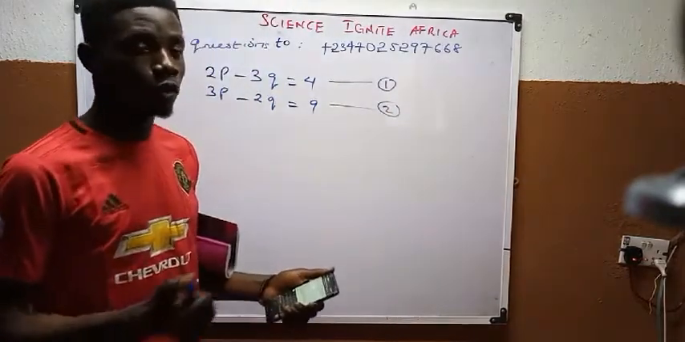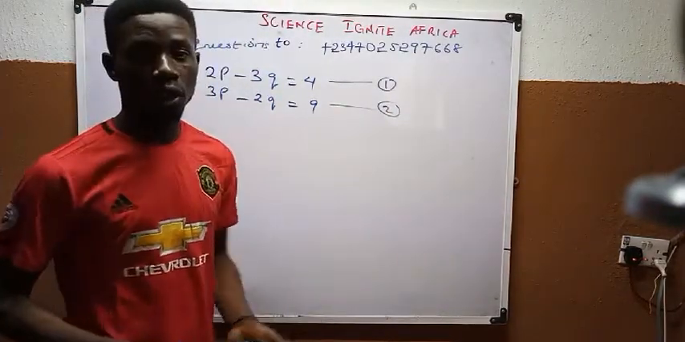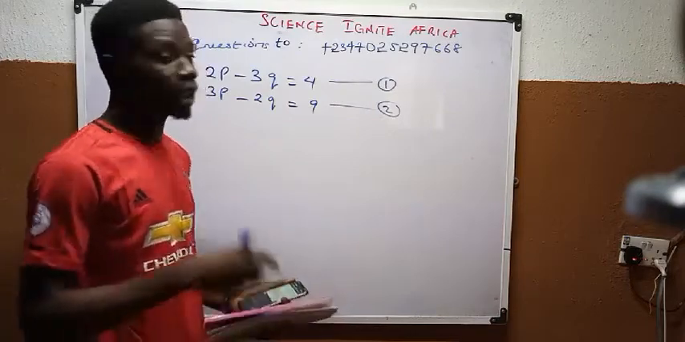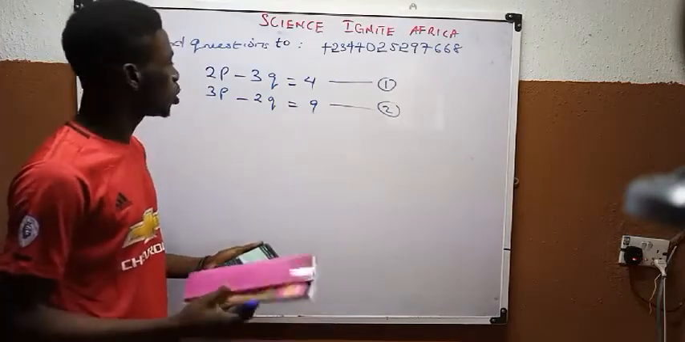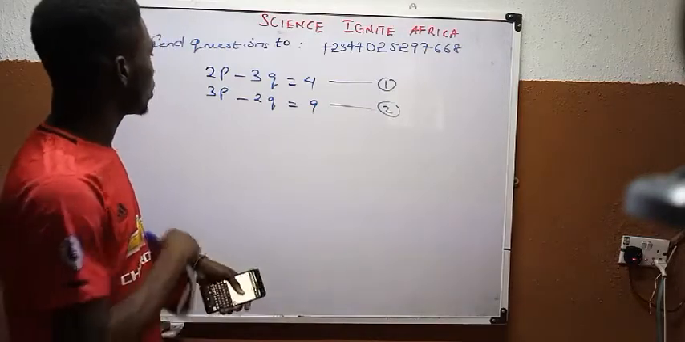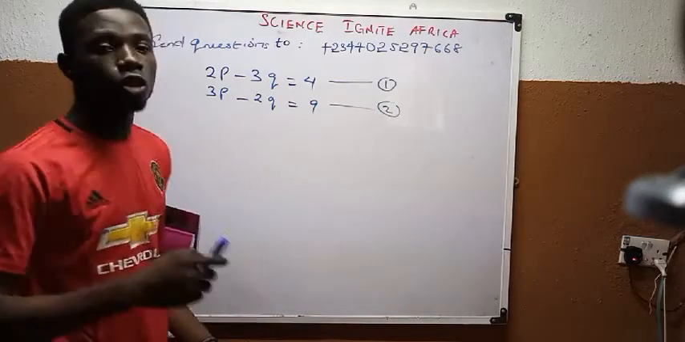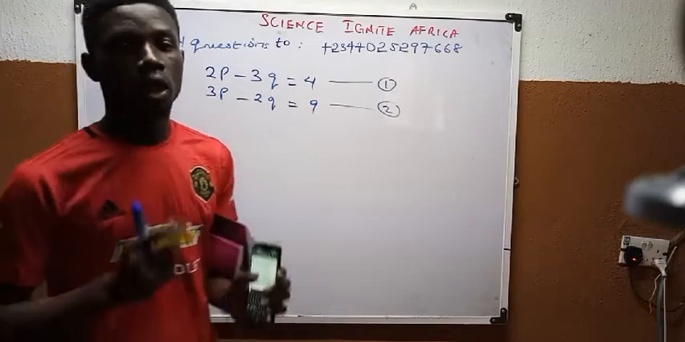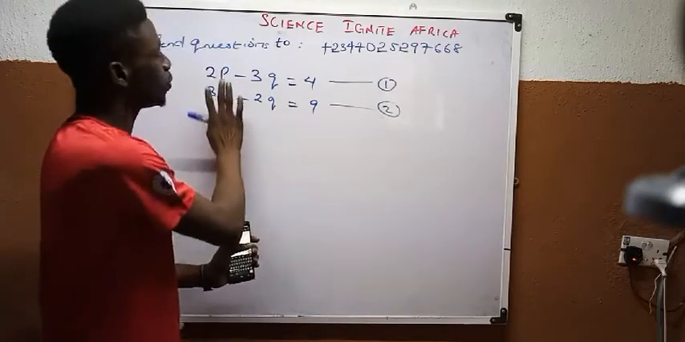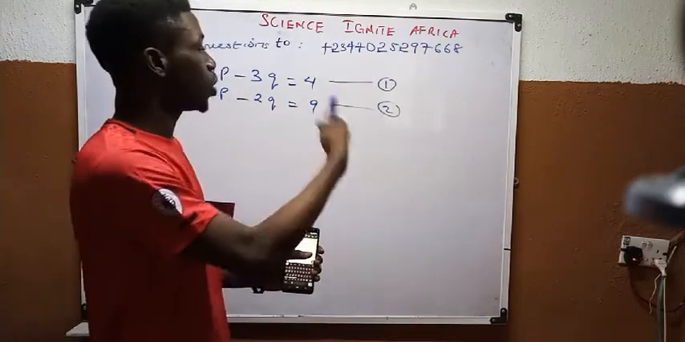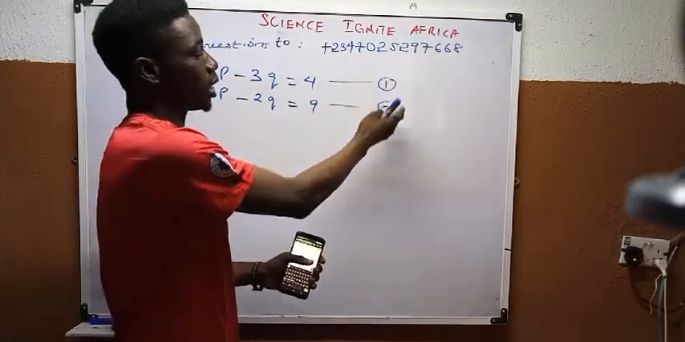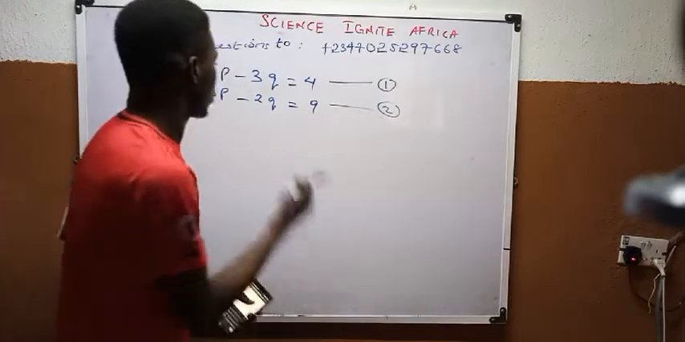Now we know that we have two major methods to solve simultaneous equations: the substitution method and the elimination method. So I'll use the substitution method first, and I'll use the elimination method as well. Now, to use the substitution method, what do we do? We are dealing with two variables here, p and q. The thing we do is we choose an equation. It can be equation 1 or equation 2.